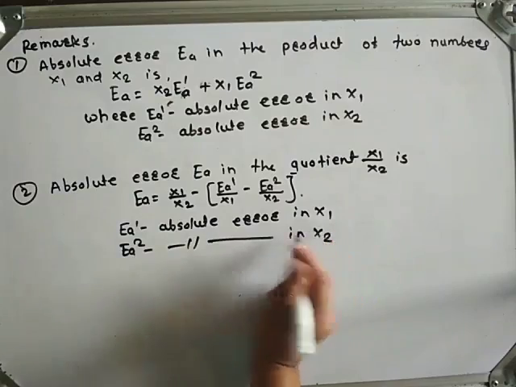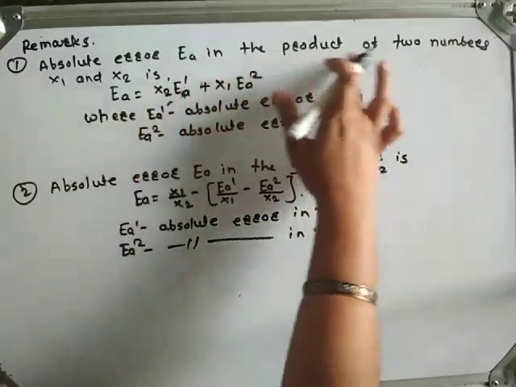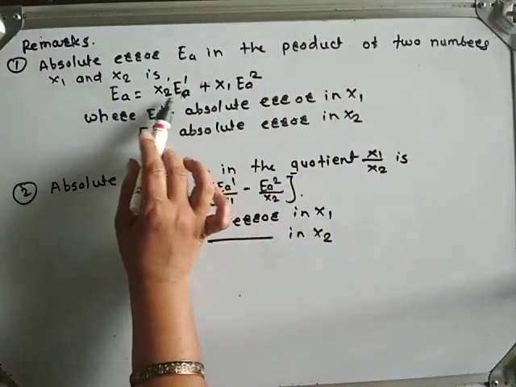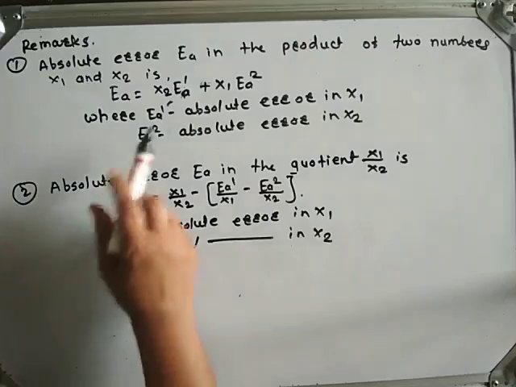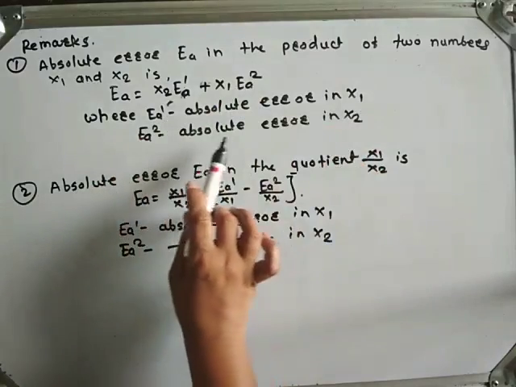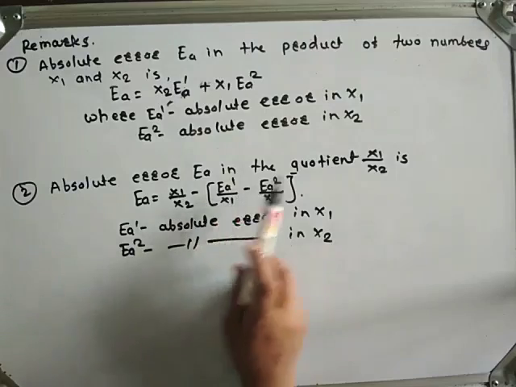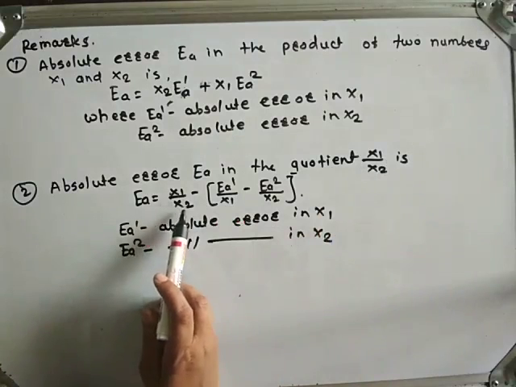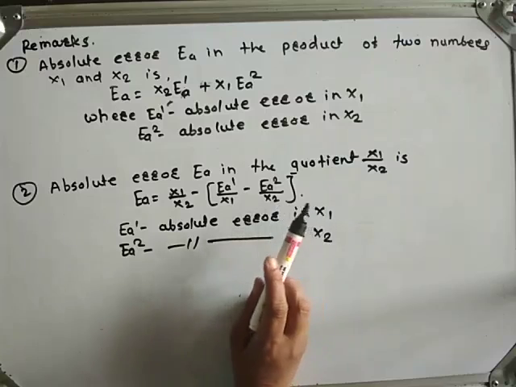See here, what is the first remark? Absolute error EA in the product of two numbers x1 and x2 is EA equals x2 into EA1 plus x1 into EA2. EA1 is nothing but the absolute error in x1 and EA2 is the absolute error in x2. And the second remark is the absolute error EA in the quotient x1 upon x2 is EA equals x1 upon x2 into EA1 upon x1 minus EA2 upon x2.